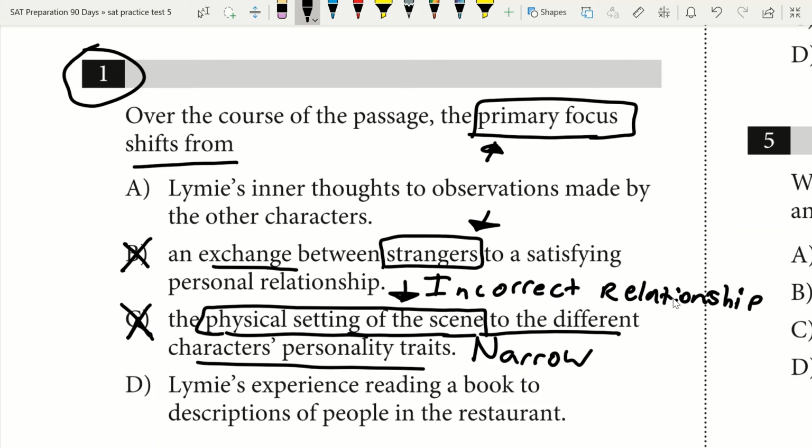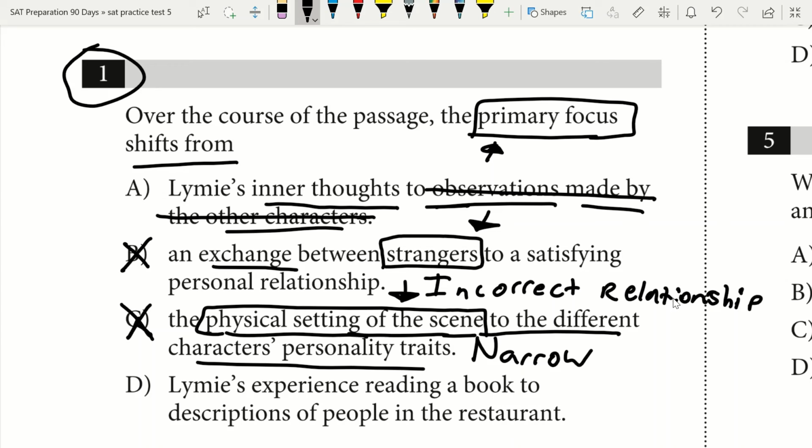So B would be incorrect. Now, another common incorrect answer choice on shifting focus throughout the passage deals with something that is just off topic, unrelated, or incorrect. And that's what answer choice A is here. Answer choice A says that Limey's inner thoughts shift to observations made by other characters. Here's what's wrong with this. There are no observations made by other characters, because the only characters that are really talking or making observations in this are Limey and partially his father.